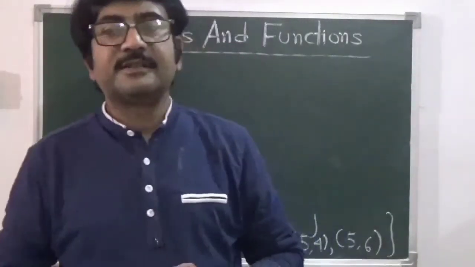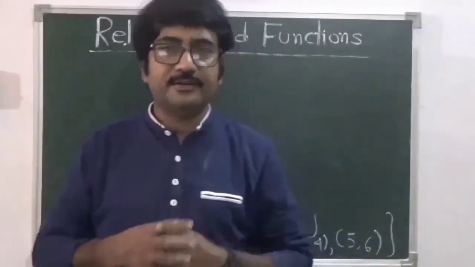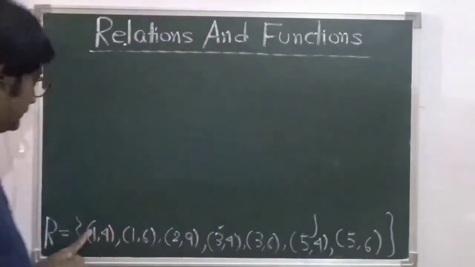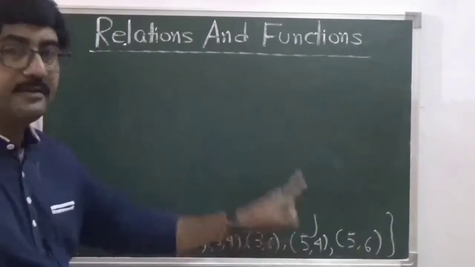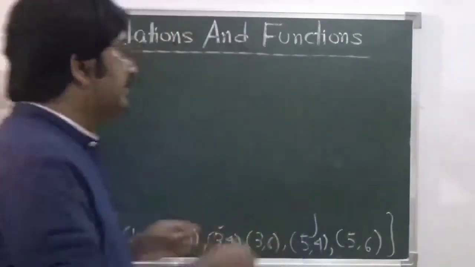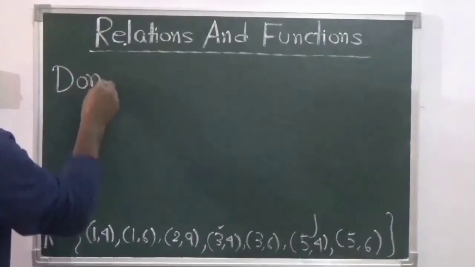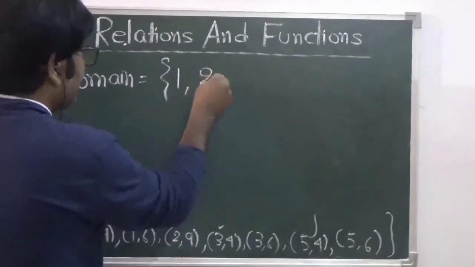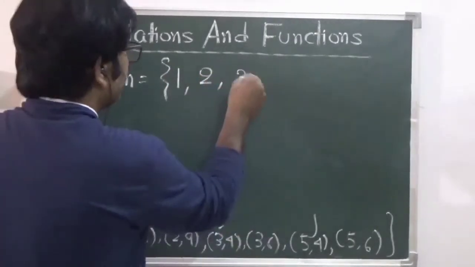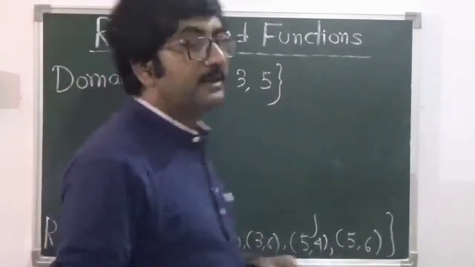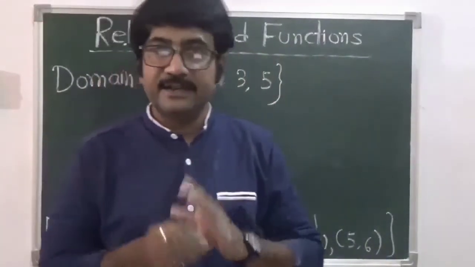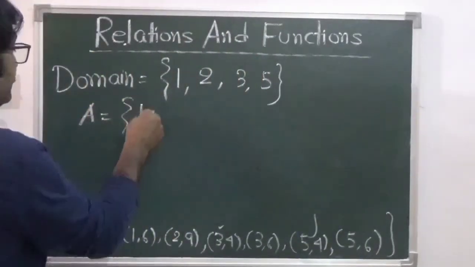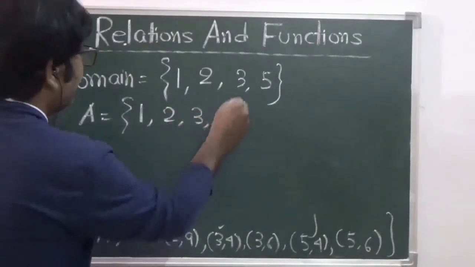Now domain is the set of all the first elements in the ordered pairs. That means if we mark the first elements, they are 1, 2, 3 and 5. This becomes the domain. That is, domain equals 1, 2, 3 and 5, which happens to be the entire set A this time. Set A is the same, that is 1, 2, 3 and 5.